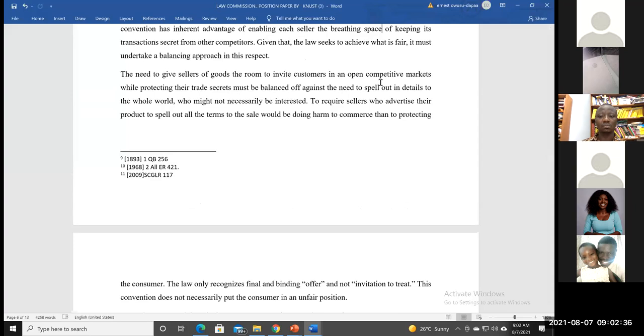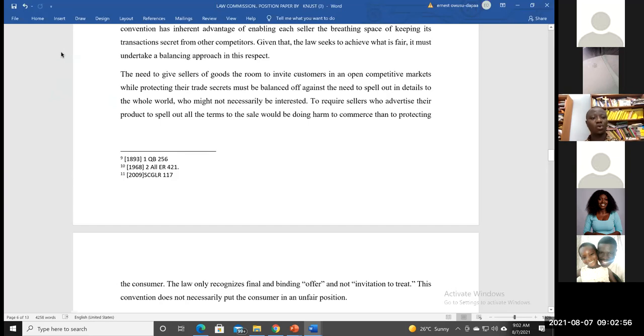So they are binding. It binds both parties to whatever you have gone to do at the shop. For instance, the example that I have given with regards to MTN.